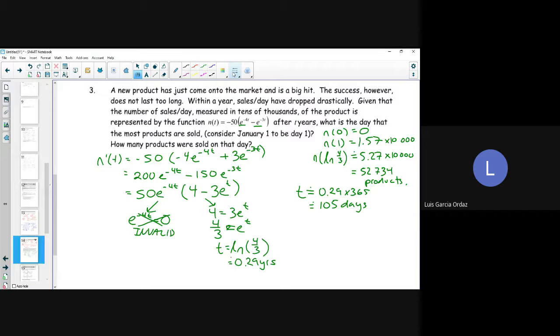So if January 1st is day 1, at what month and day did they sell 52,000 products? Let's see if you guys can figure it out. You have to figure out how many days are in January, how many days are in February, how many days are in March, and then how many days give you 105. We're going to assume that there's no leap year, so February has 28 days. So let's see who can figure out what the 105th day of the year is.